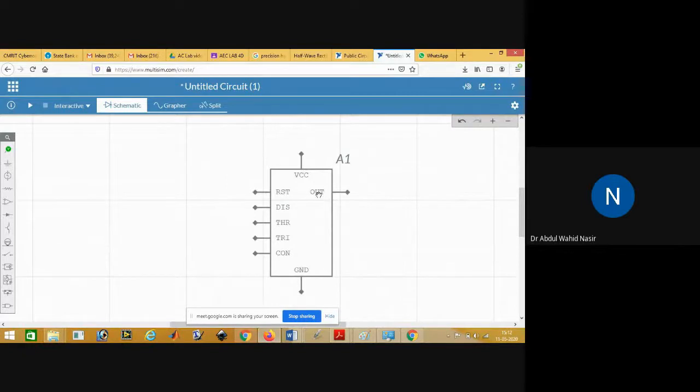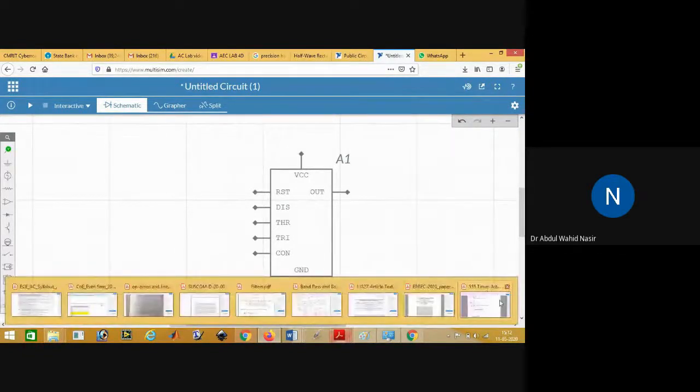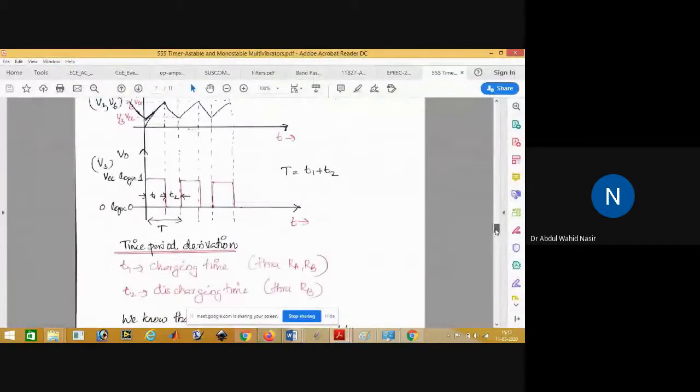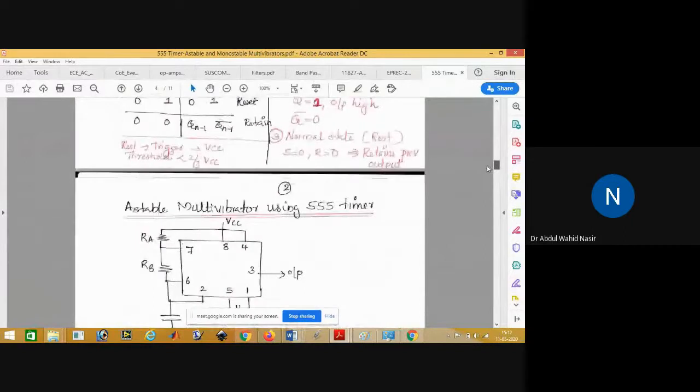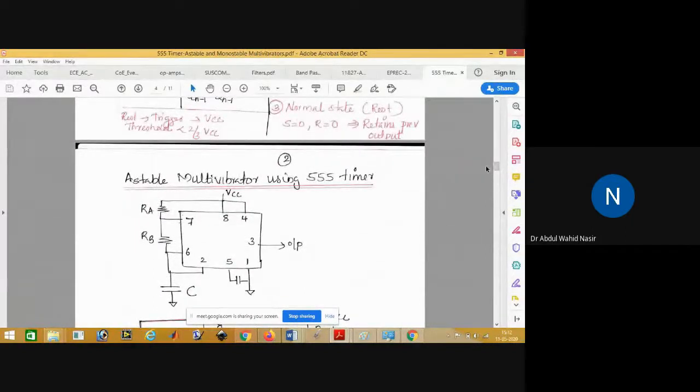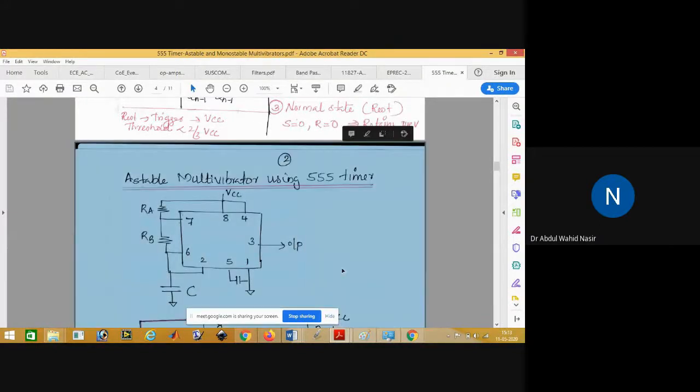Here we are having the connection using the pin numbers, but then the terminal description is given. So we can complete our circuit as shown here, and then we can simulate to get the output.